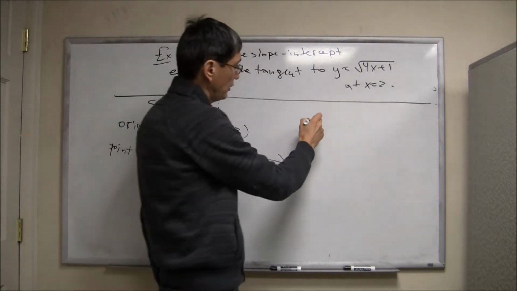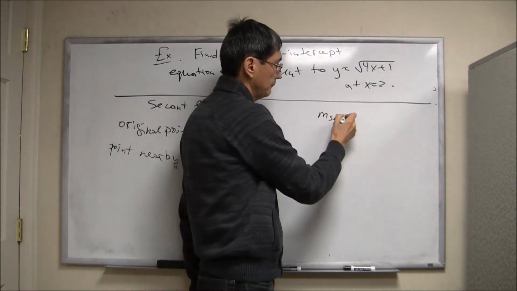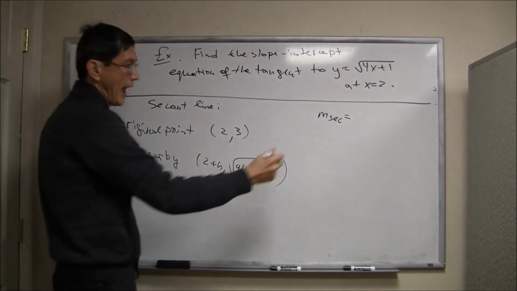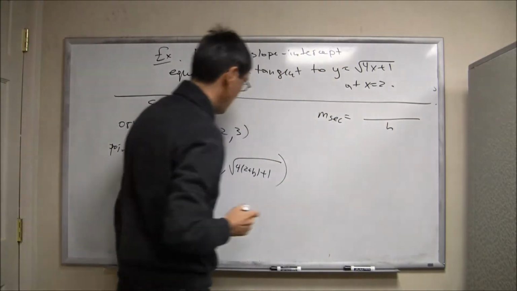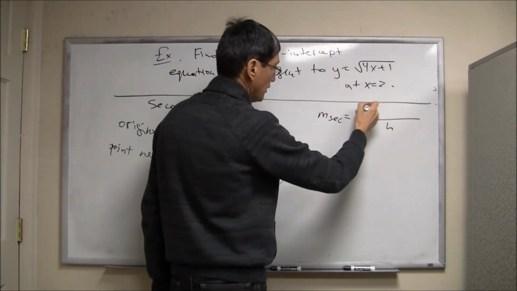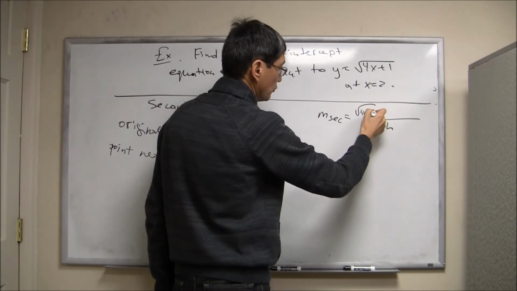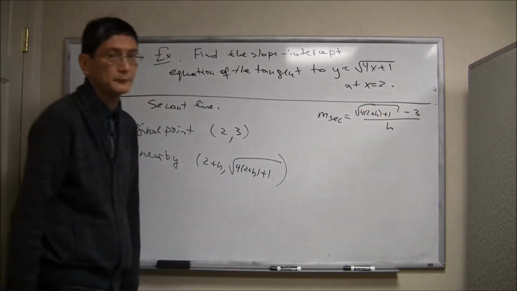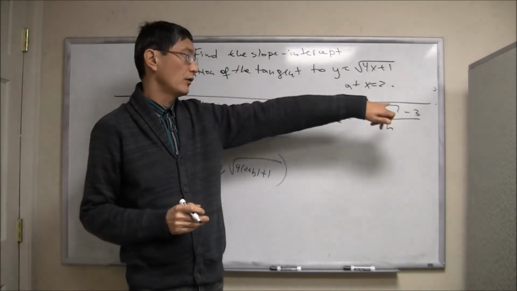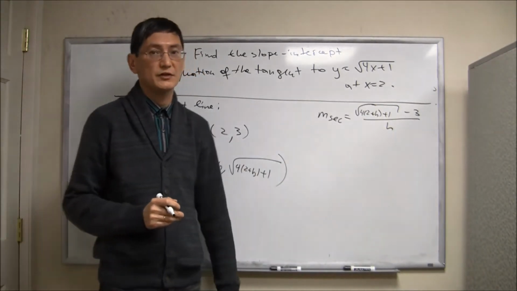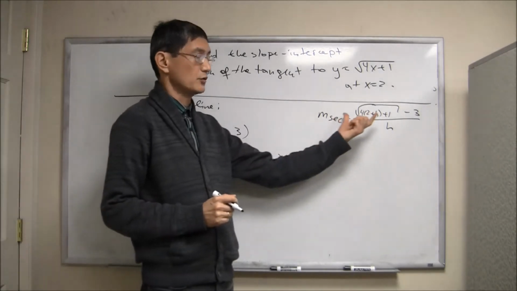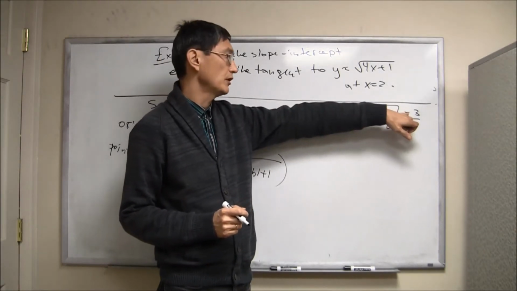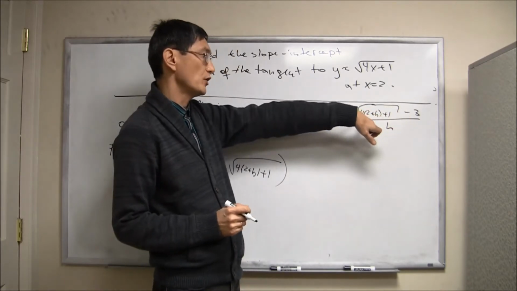So now we are looking for the slope of secant. The change in x will be h, and the change in y will be square root of 4 times 2 plus h plus 1 minus 3. If you remember, what we want to do with this expression is simplify it. Because we have a square root, we're going to multiply top and bottom by the conjugate of the expression on top.